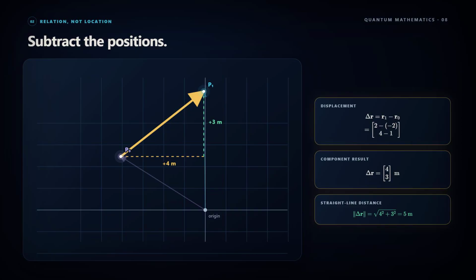Both position vectors change, but their difference does not. The same 4 right, 3 up arrow still connects the events. That is why displacement is so useful in physics. It captures the relation between two positions while ignoring an arbitrary choice of origin. Geometry gave us 2 points. Vector notation compressed their physical relationship into one object.